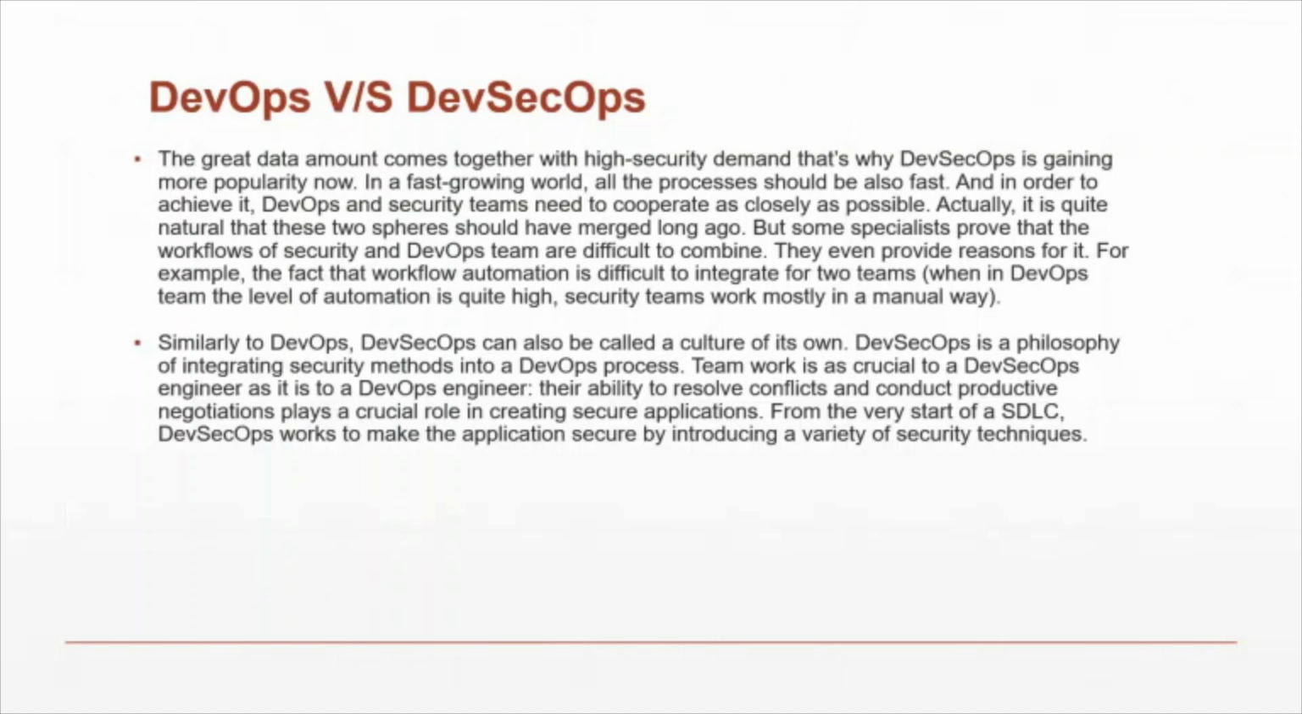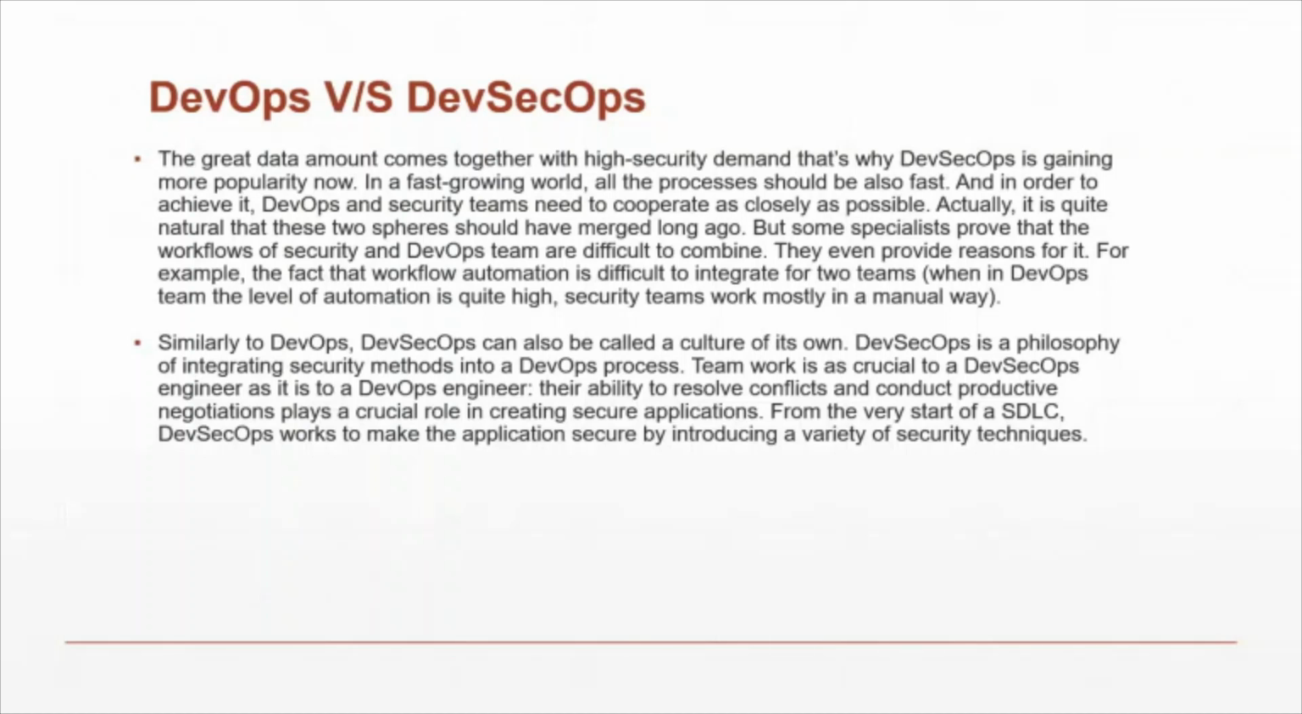Organizations should incorporate protection into every aspect of the DevOps lifecycle, according to the DevSecOps philosophy, including initiation, design, construction, test, release, support, and maintenance. DevSecOps includes continuous, versatile coordination with development, release management, and the security team as well. The great amount of data together with high security demand is why DevSecOps is gaining more popularity now.